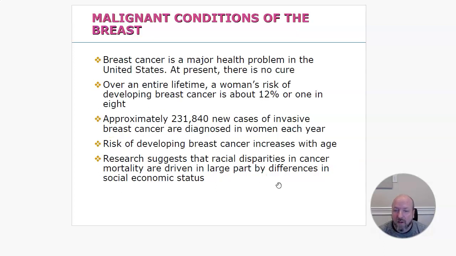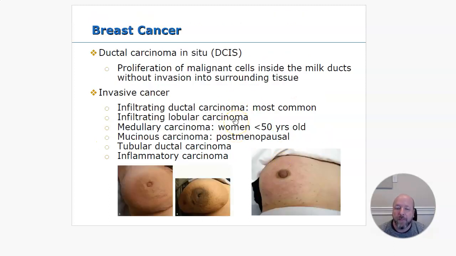Malignant conditions, however, you can see all women have around a 12% chance, which is 1 in 8. There's over 200,000 new cases of invasive breast cancer a year, which increases with a woman's age. So the older a woman, the more chance they have of breast cancer. And research is really showing that there's a lot of socioeconomic differences. It can be based on race. So there's different conditions that are affecting women in different parts of the world, depending on socioeconomics and education. There's a lot of factors to it.